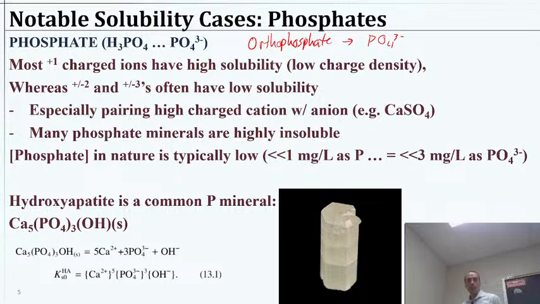So typically we see less than 1 milligram per liter as phosphorus, or that would equate to less than 3 milligrams per liter as phosphate in natural systems. So many of our wastewater discharge regulations are at about 1 milligram per liter as a limit.